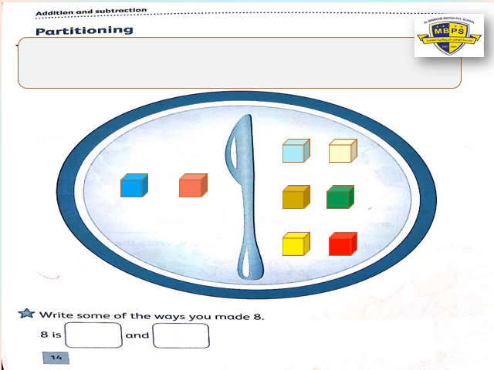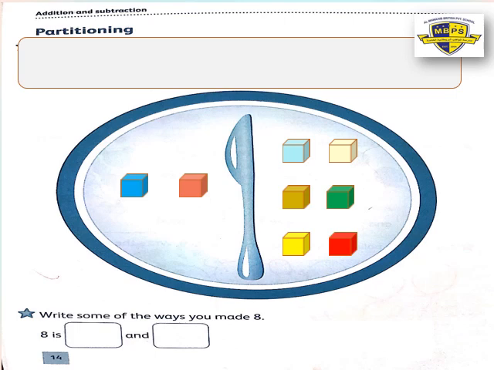We're still doing number 8. Write some of the ways you made 8. Let's count the cubes at the top, the colored ones. 1, 2, 3, 4, 5, 6, 7, 8. There are 8 cubes, different colors. Lovely colors. Count them again. 1, 2, 3, 4, 5, 6, 7, 8.